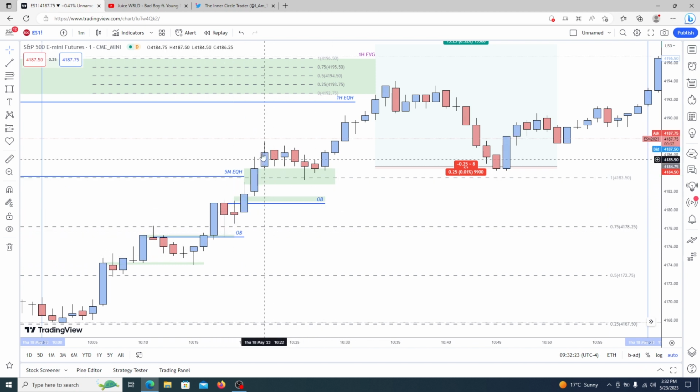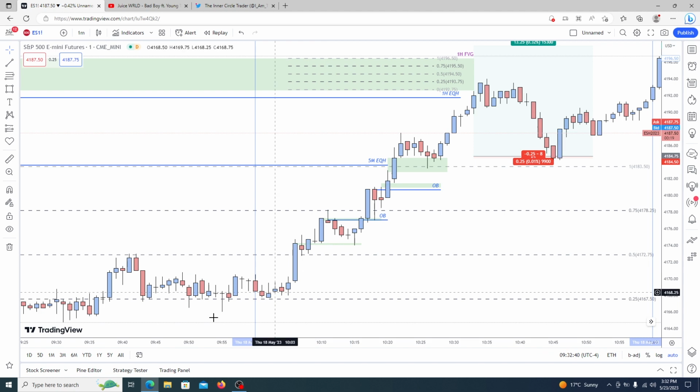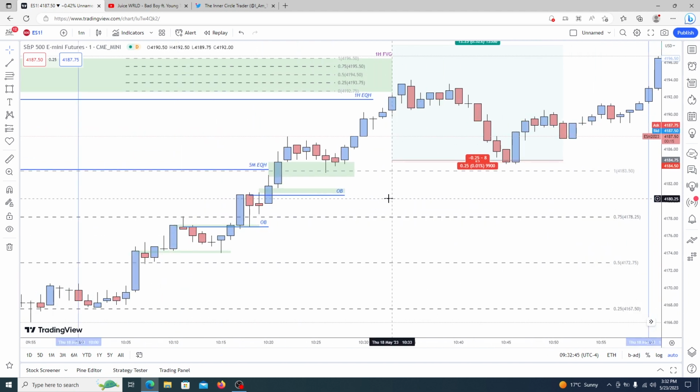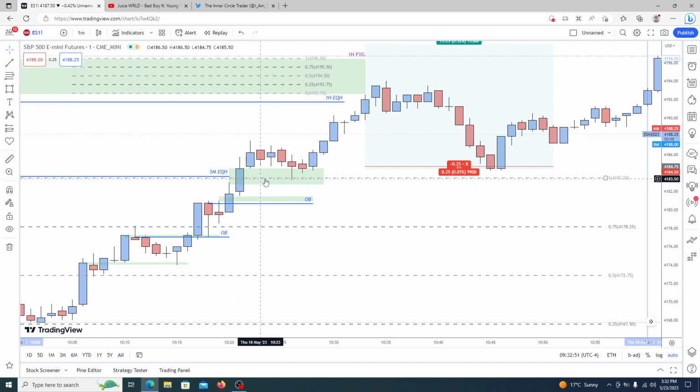If price fails this fair value gap, trades through it, comes down into this one, trades through this one, comes to the order block, and trades through the order block, closes below this price action, then I would be confident and I would say, okay, we are looking for these lows and these lows down here. That's how you would check to make sure that you are in sync with the order flow. Just look at how price trades at the PD arrays as well.